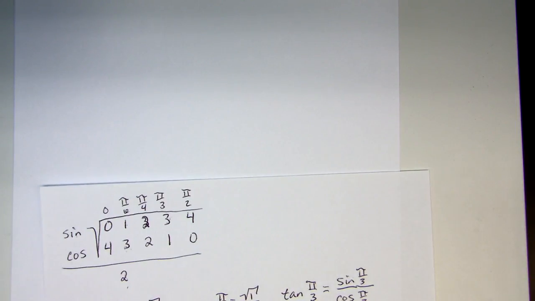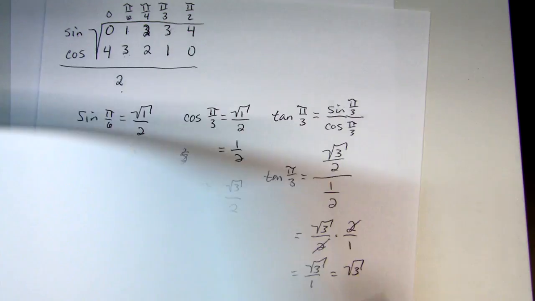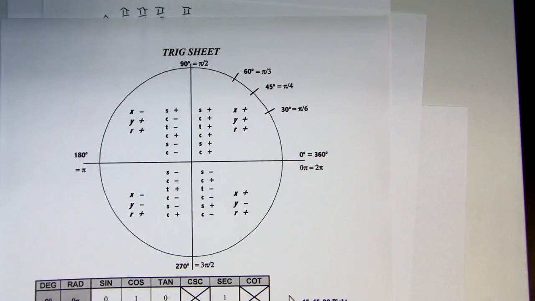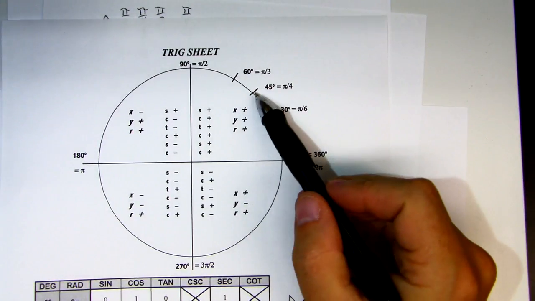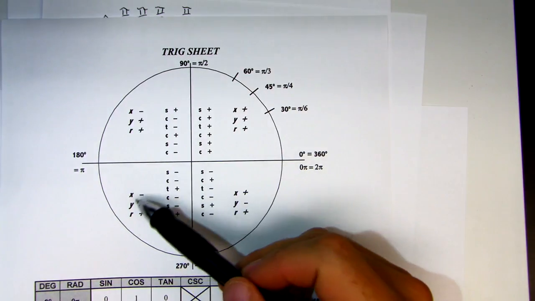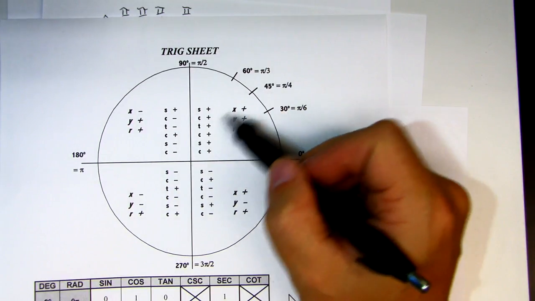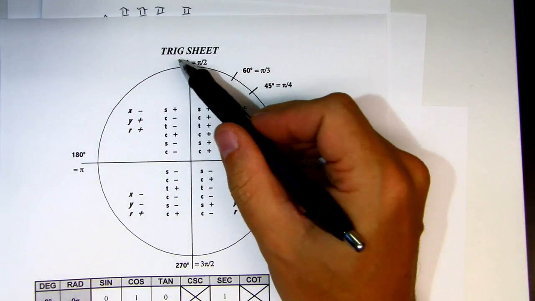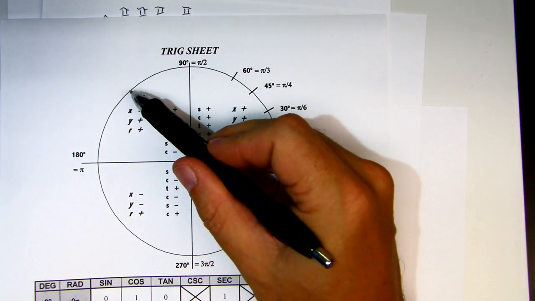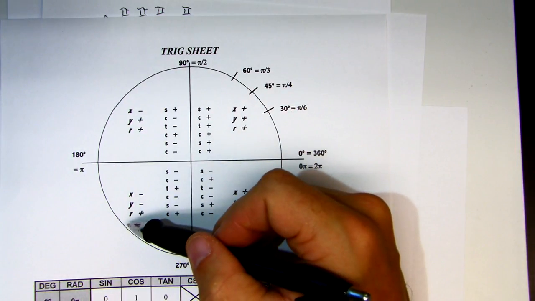Okay. Now let's try angles that are in different quadrants. So if we look at our unit circle here, pi over 4 can also be found over here, over here, and here. So this is 1 pi over 4. This would be 2 pi over 4. This would be 3 pi over 4, 4 pi over 4, 5 pi over 4.